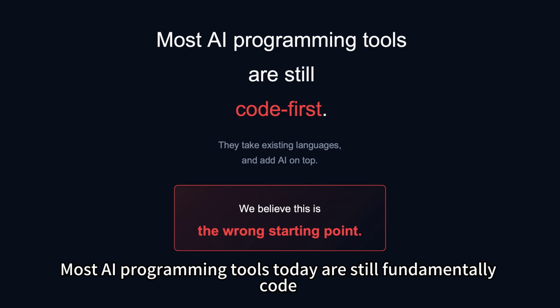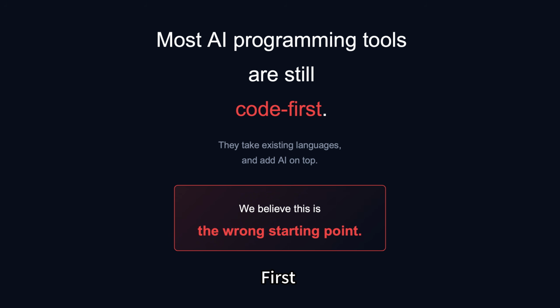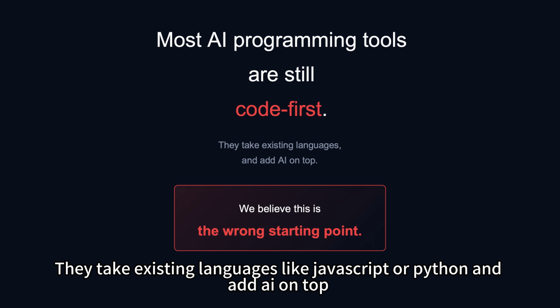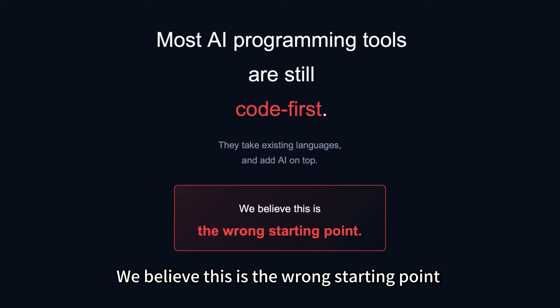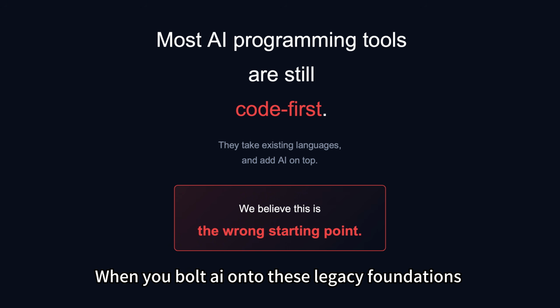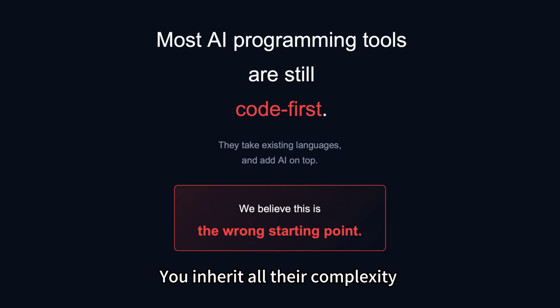Most AI programming tools today are still fundamentally code-first. Think about Cursor, Copilot, or Replit. They take existing languages like JavaScript or Python and add AI on top. We believe this is the wrong starting point. These languages were designed decades ago for humans to type manually. When you bolt AI onto these legacy foundations, you inherit all their complexity.